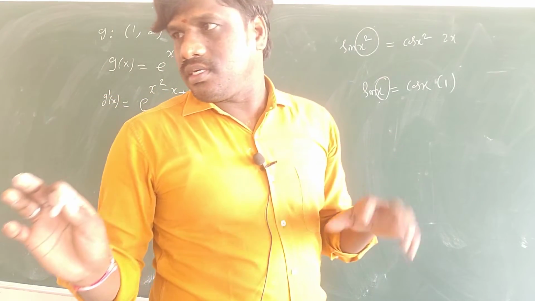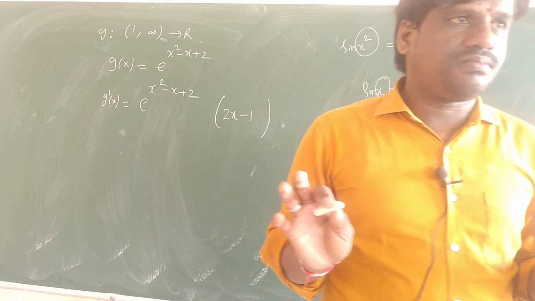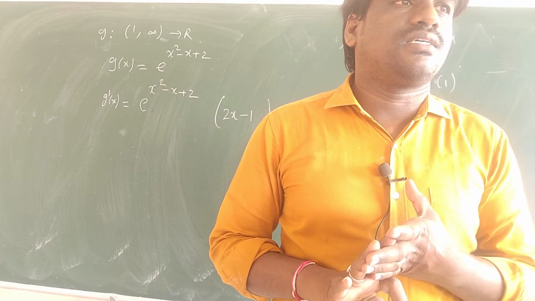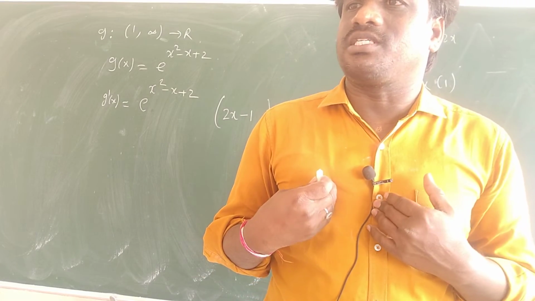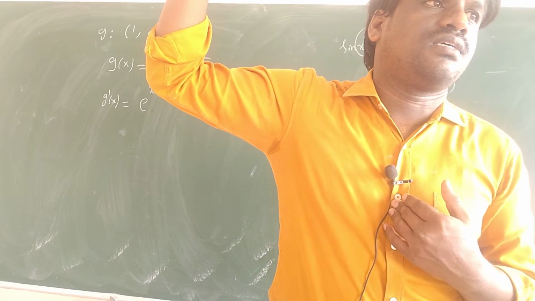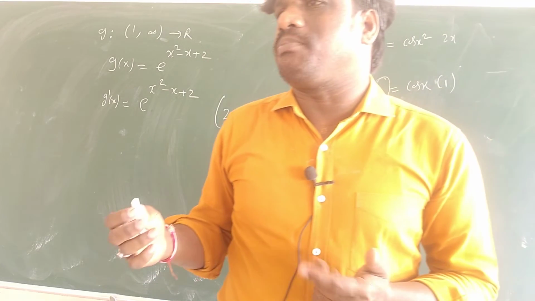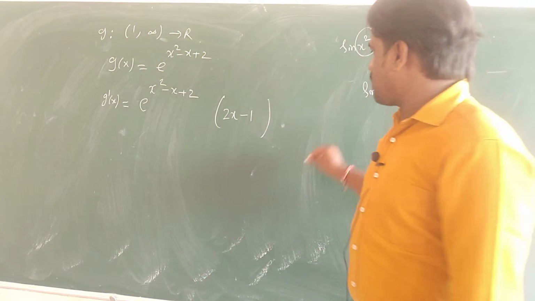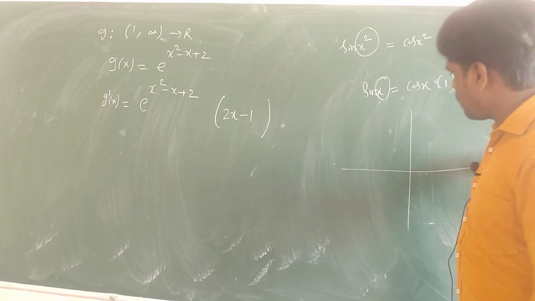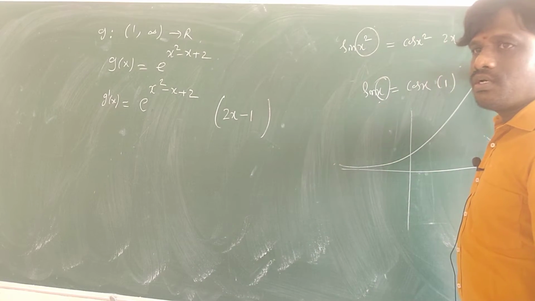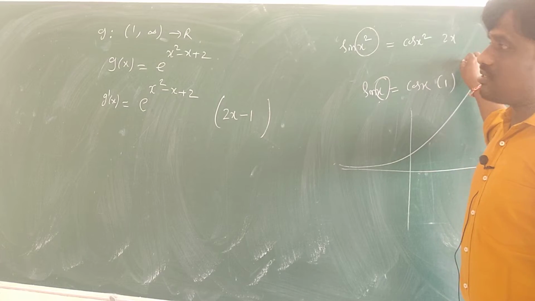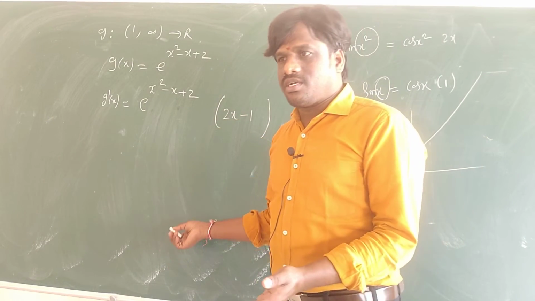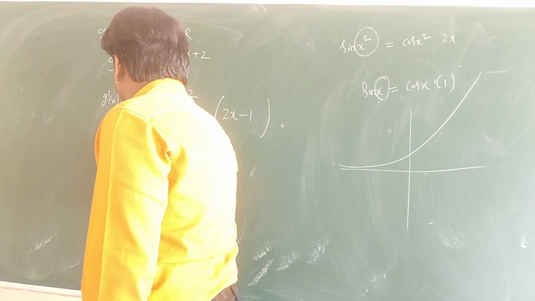E power x is positive. Is e power x positive or negative? Exponential function is positive. Now what is the range of e power x? 0 to infinity. What is the graph of e power x? 0 to infinity. So this function will be positive or not? Yes, this part is positive.